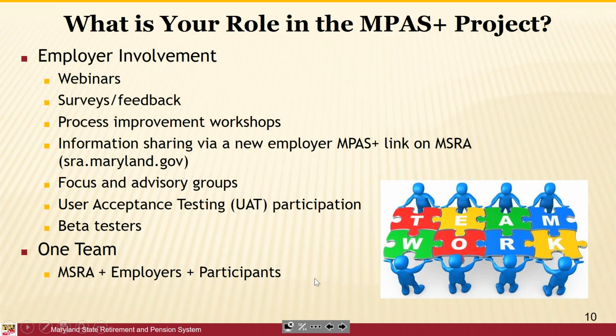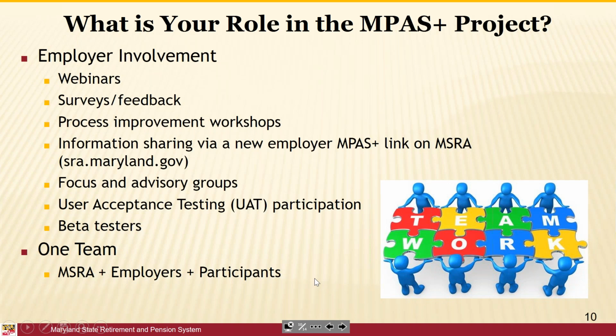We're going to be creating a new link on our website, and this will be for us to share information regarding the project, the MPAS Plus project, where we'll be able to post some content for you and provide you updates through the project through that new link on our website. That will probably be done after the first of the year.